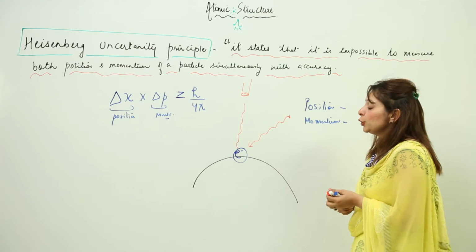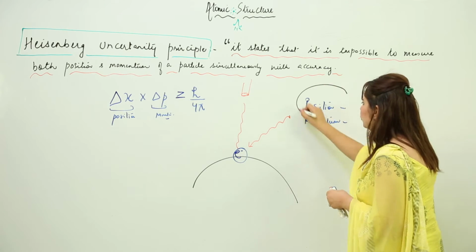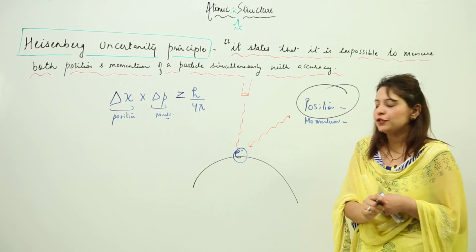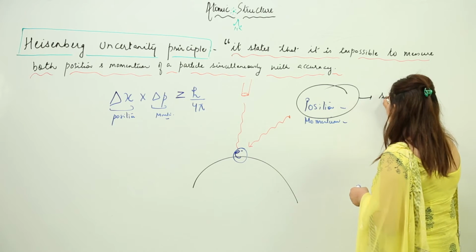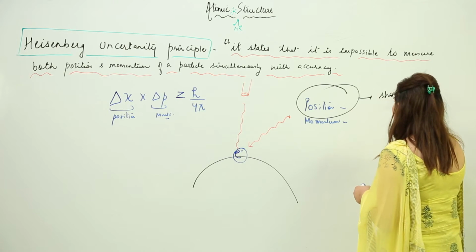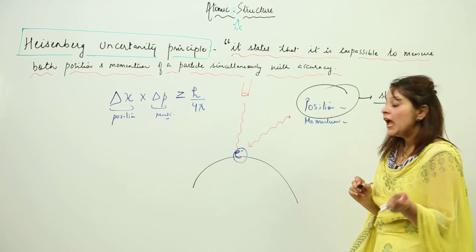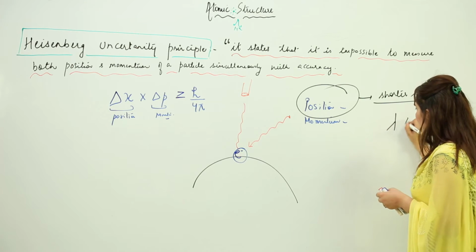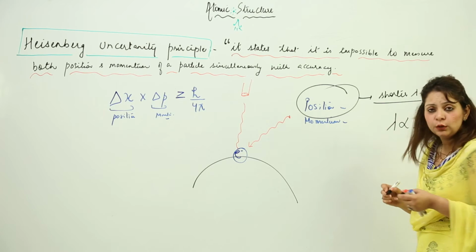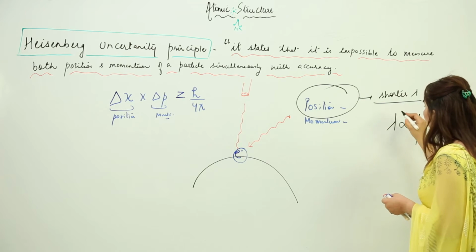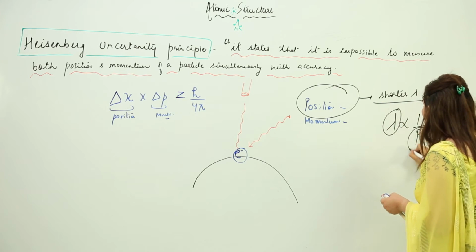Now, to know the position accurately, if we want to know the pinpoint position, we need to use light of shorter wavelength. We need to use light of shorter wavelength. And as we know, we have a relation where lambda is inversely proportional to momentum. So that means the lower the wavelength, the more the momentum is going to be.